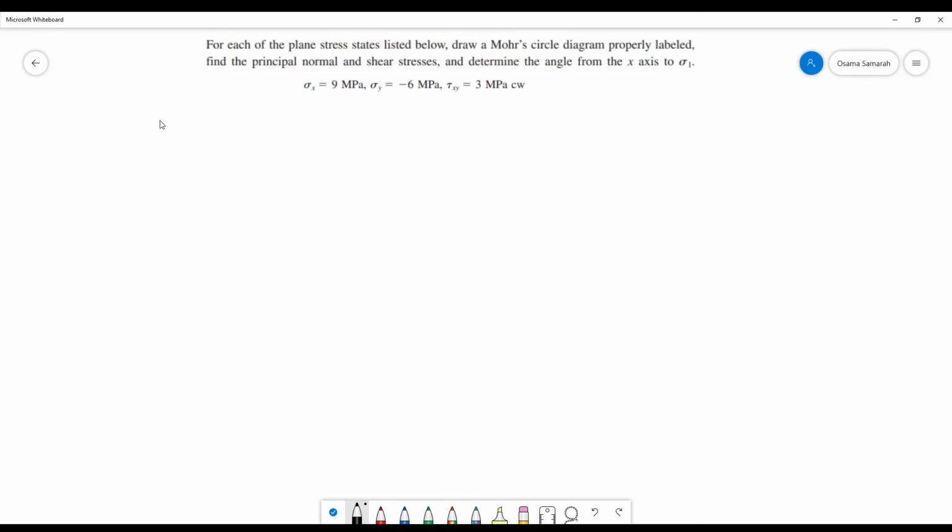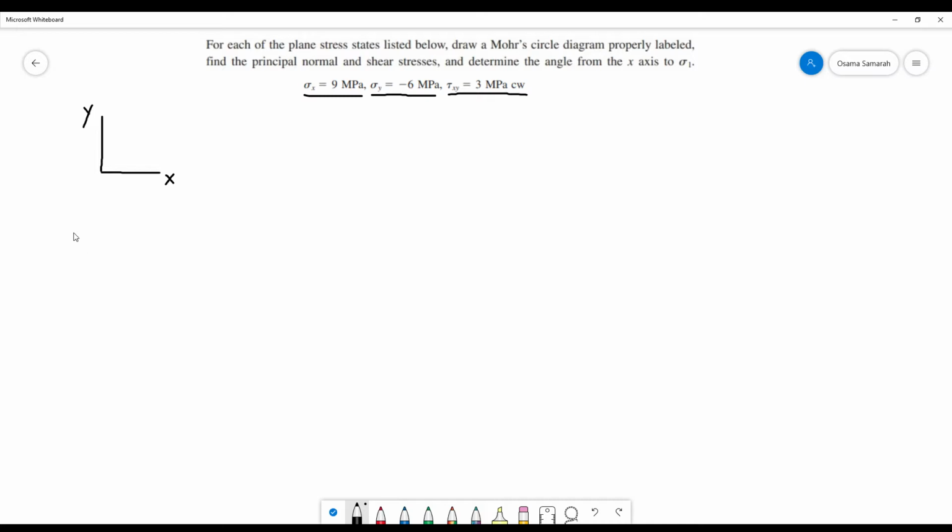Hello! In this video, we will learn about principal stresses and Mohr's circle. In the problem shown, we are asked to draw Mohr's circle given the plane stresses sigma x, sigma y, and tau xy. First thing we need to do is to set up a traditional coordinate system with the x-axis being in the horizontal direction and the y-axis being in the vertical direction.